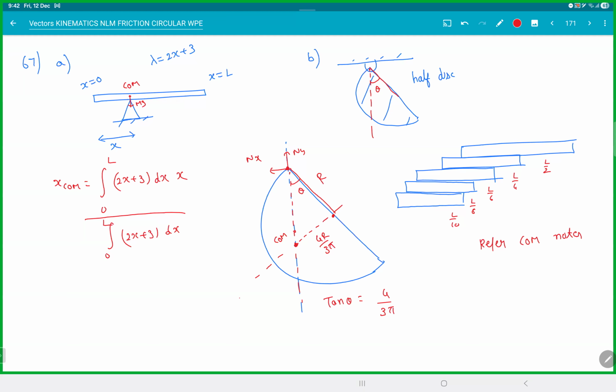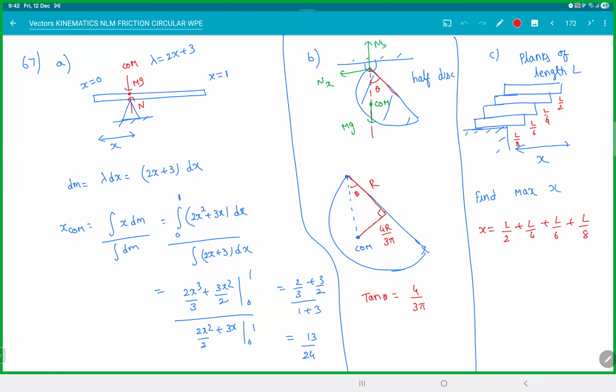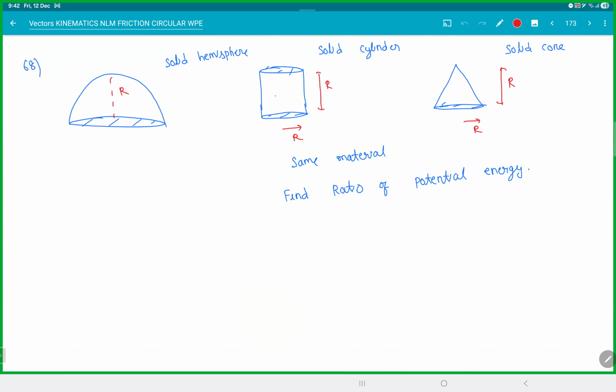Let's start off. Let's get this one. Three shapes: solid hemisphere, solid cylinder, solid cone. Find the ratio of potential energy.